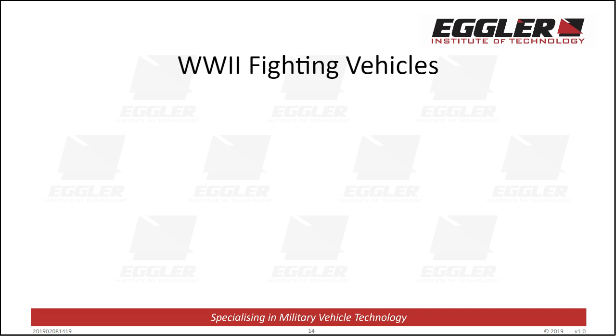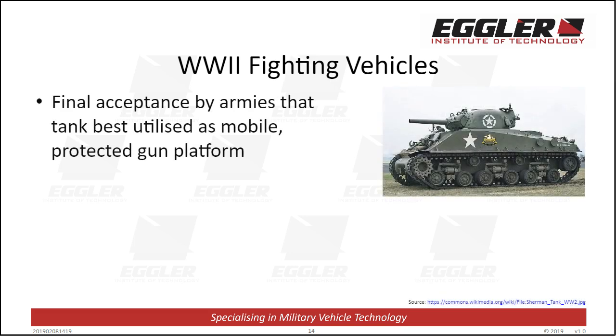As you may know, tanks and fighting vehicles played a pivotal role during many battles of World War II. But surprisingly, it wasn't until towards the end of military operations in 1945 that the Allied armies finally came to accept that the tanks were best utilized as a mobile protected gun platform. By this time, Western armies also had come to realize that tanks were most effective when operating as armored formations rather than as support to infantry.